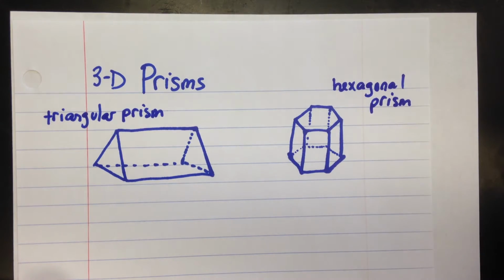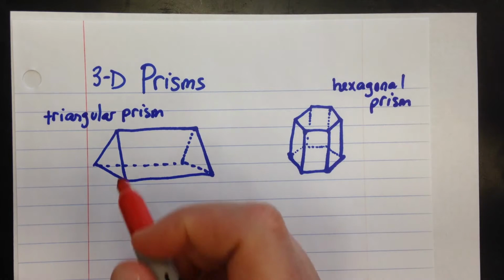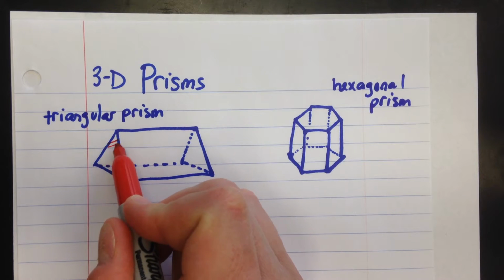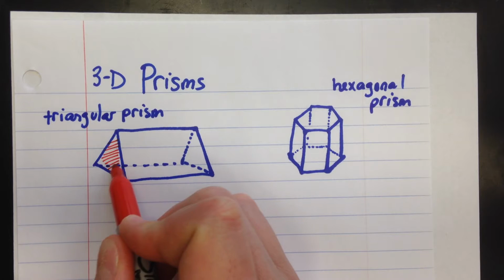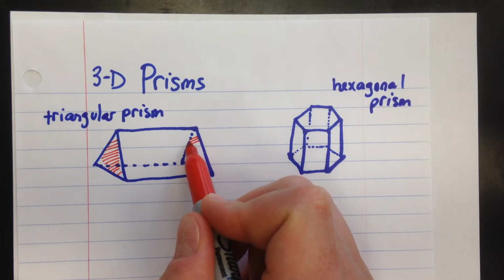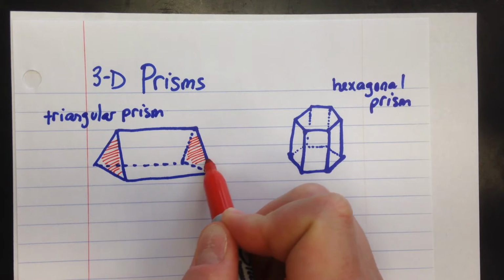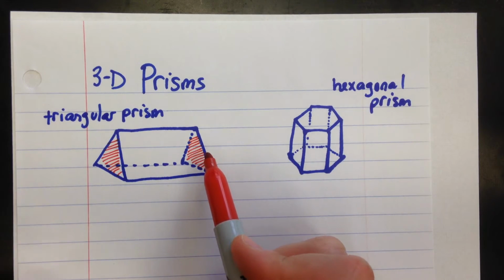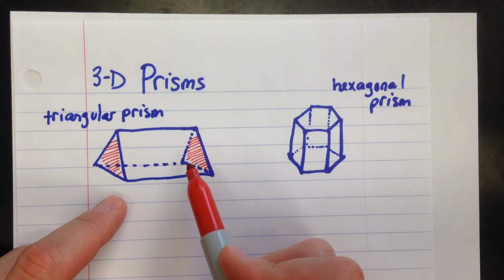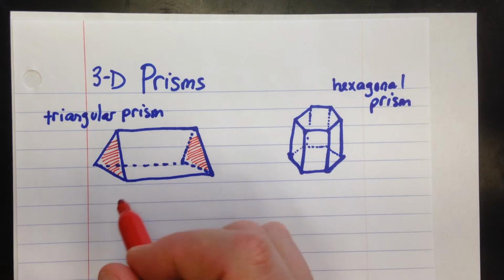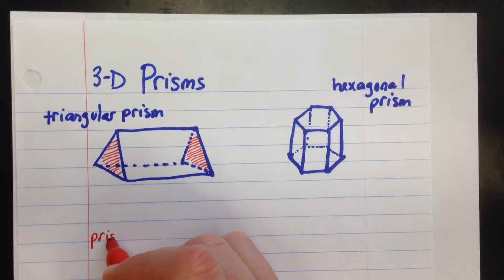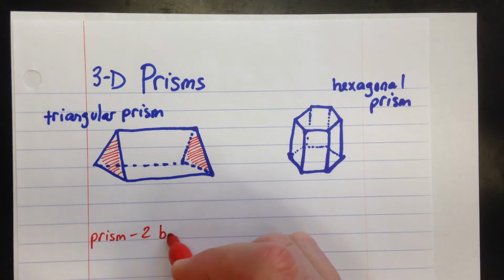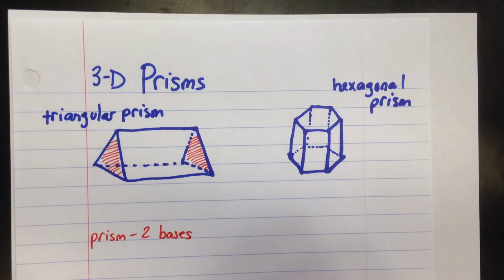Okay, so why are these both prisms? Well, to be a prism requires a couple of things. First of all, you have to have 2 bases. And with the bases, they have to be polygons. So if these were both circles, then you would be talking about a cylinder instead. So the idea of a prism is you have 2 bases that are polygons.